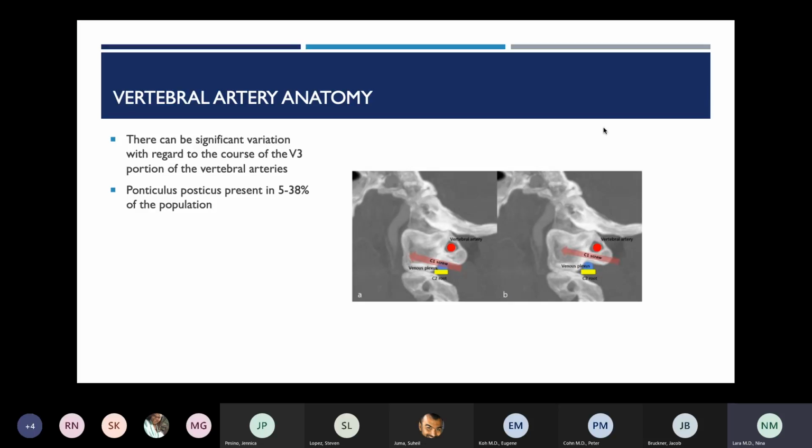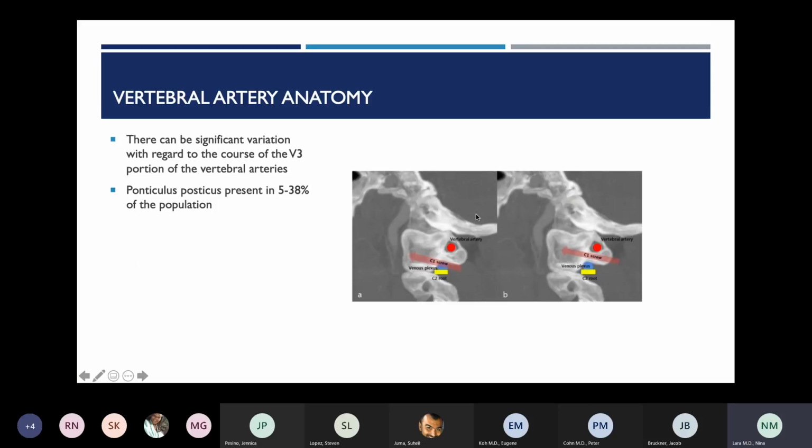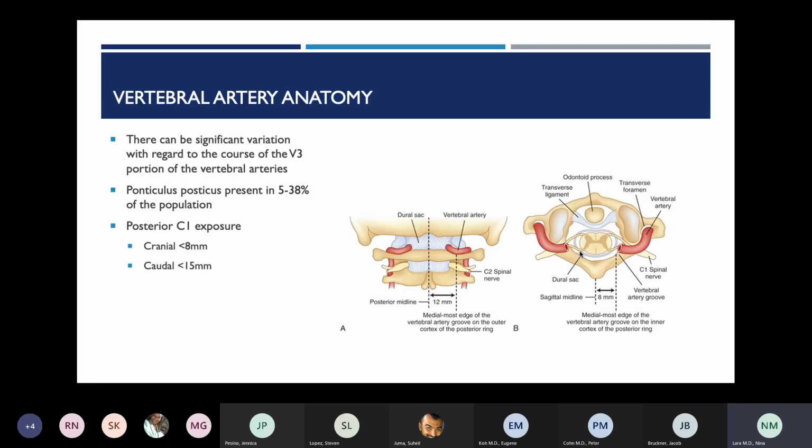Ponticulus posticus, I believe we talked about it at our conference yesterday, was found to be present in 5 to 38% of the population. Ponticulus posticus stands for, in Latin, a small bony bridge. You can see here, where my pointer is, that it often encases the vertebral artery. So this is important when talking about screw placement. If you're placing a higher lateral mass screw in C1, you have the potential to run into the vertebral artery when a patient has ponticulus posticus. So something to be aware of, because it's not uncommon.